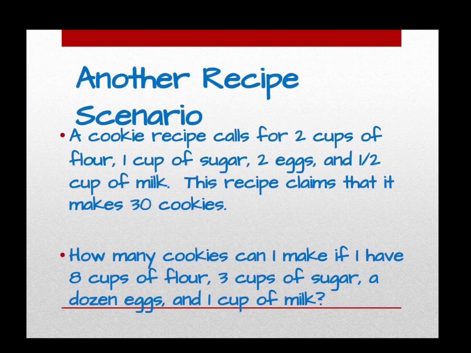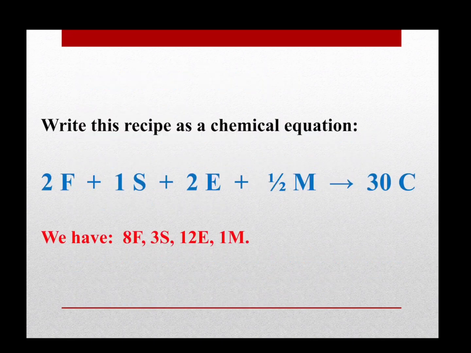This says a cookie recipe calls for 2 cups of flour, 1 cup of sugar, 2 eggs, and half a cup of milk. It will make 30 cookies. How many cookies can I make if I have 8 cups of flour, 3 cups of sugar, a dozen eggs, and 1 cup of milk? So basically, we can only make as much as the smallest amount of the ingredients that we have. So we're kind of limited on how many we can make. That is called a limiting reactant.